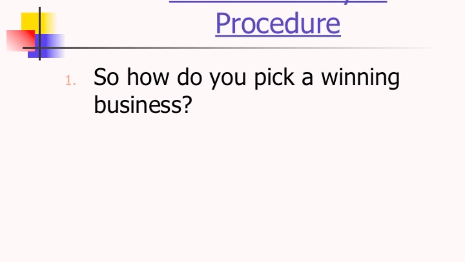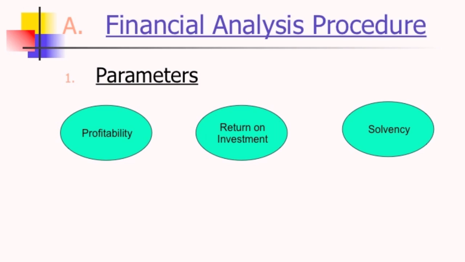So financial analysis procedure, how do we pick a winning business? Well, we're going to look at 3 stages in the financial analysis procedure. We want to identify the parameters of our financial analysis. Our parameters are profitability, return on investment, and solvency.